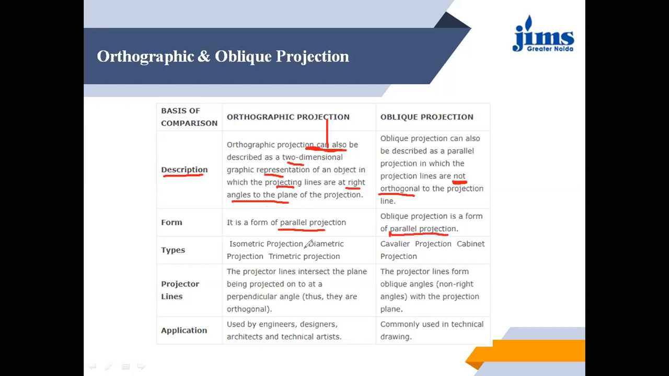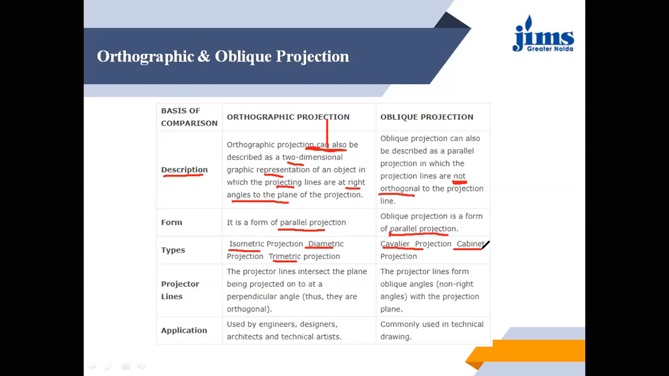Types we will study after this, the types of orthographic and oblique projection in detail, but you can see over here that the types of orthographic are isometric, dimetric, and trimetric, whereas the types of oblique projection are cavalier projection and cabinet projection. So these are different types.